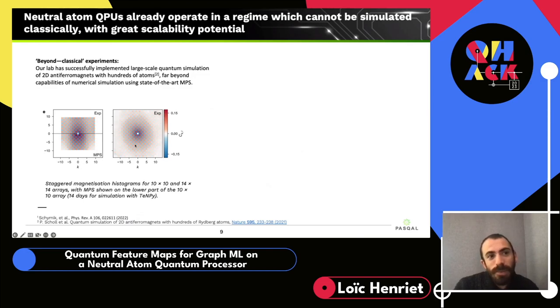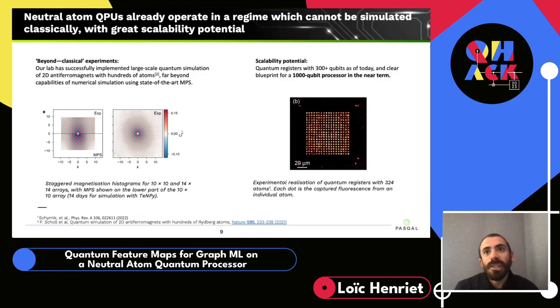The experimental results and the theory MPS agree very well for 100 qubits, but when you go to 200, you can no longer do the simulation, but the experiment runs in the same time. So we are beyond what classical computers can do in terms of simulation of the dynamics on a classical computer. And still, the quantum computer gives some results. And there is a large scalability potential as well. We have demonstrated earlier this year more than 350 qubits, and we should be able to reach 1,000 qubits relatively soon. So that's about it for the technology.